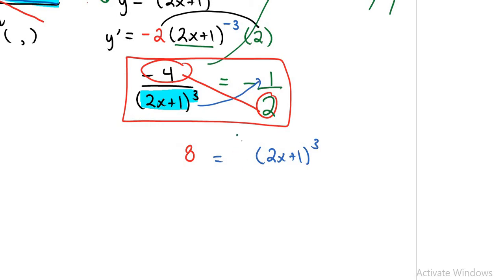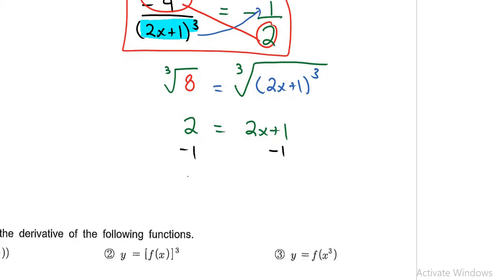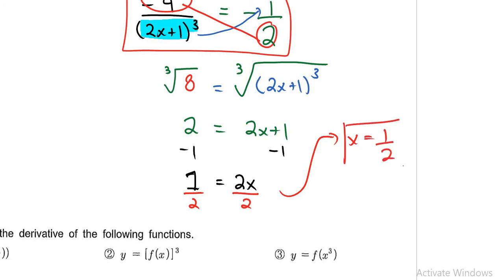And I can take the cube root of this side. And if I take the cube root of that side, I'm left with 2x plus 1. And if I take the cube root of this side, I get 2. And then I can minus 1 on each side. So that would give me 1 on this side, and now we get a 2x there. And then I can divide both sides by 2. And that would mean that x would equal 1/2. So 1/2 is one of the x values.